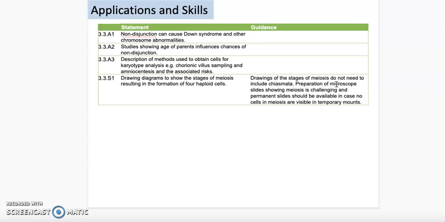So you're applying this knowledge of non-disjunction can cause Down syndrome and other chromosome abnormalities. Remember in class, I think I mentioned that we would talk about what causes Down syndrome. And in fact, it is something called non-disjunction, where the chromosomes are not separating properly after metaphase, so during anaphase.